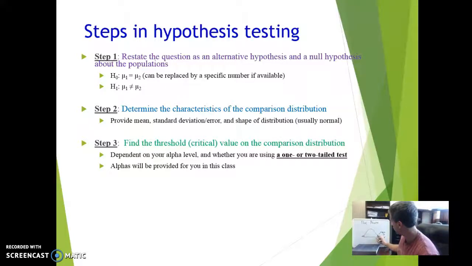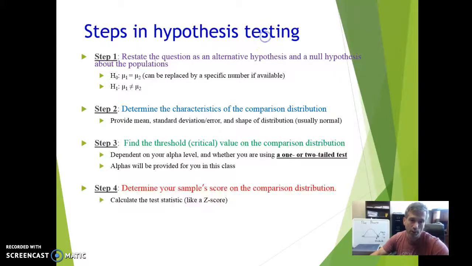The threshold or the critical value is what's the minimum score you'd need to be in that region of rejection. But mechanically, for our purposes, you're just copying down numbers that I'm providing for you. But what that number is telling you is what's the minimum test statistic you'll need to reject the null.